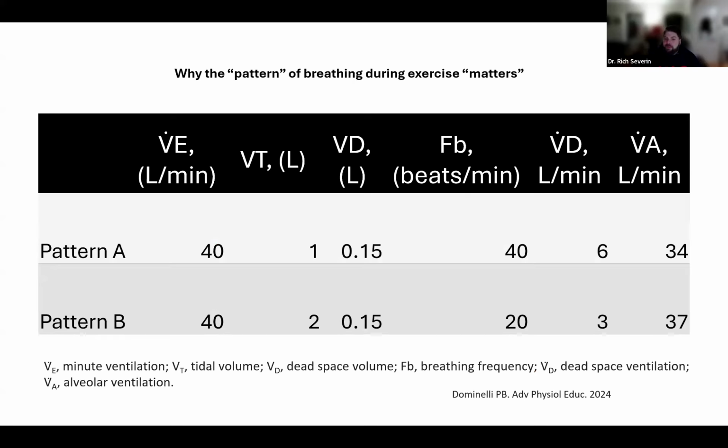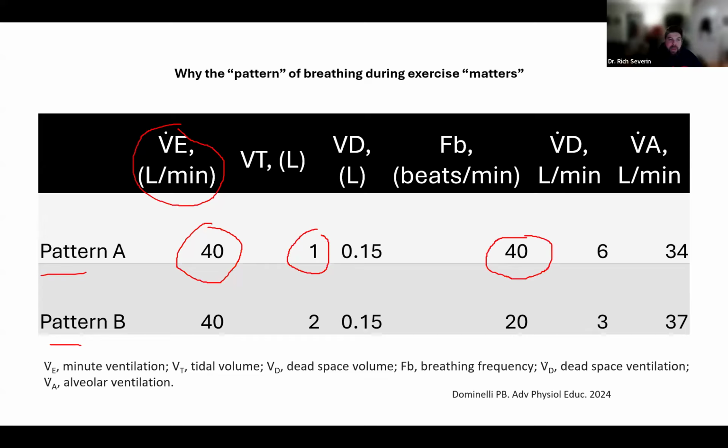So we've got two patients here, with two different patterns of breathing during exercise. Pattern A, pattern B. They both generate the same minute ventilation, the same actual amount of air coming into the lungs, but they accomplish it through two very different patterns. If you look at pattern A, 40 liters per minute, their tidal volume is 1 liter, meaning they're generating 40 breaths per minute to get to that 40 liters per minute.